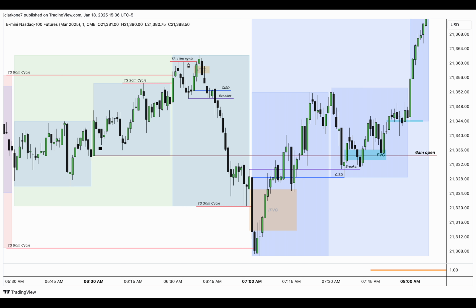Not as often, but in this case, it's higher probability. So like when you have the 30-minute sweep and then within that sweep, you get a 10-minute sweep. It's usually the first 10 minutes. So it's usually those first 10 minutes of the 30-minute cycle. If you get that sweep and then you do a CISD, that's extremely high probability.